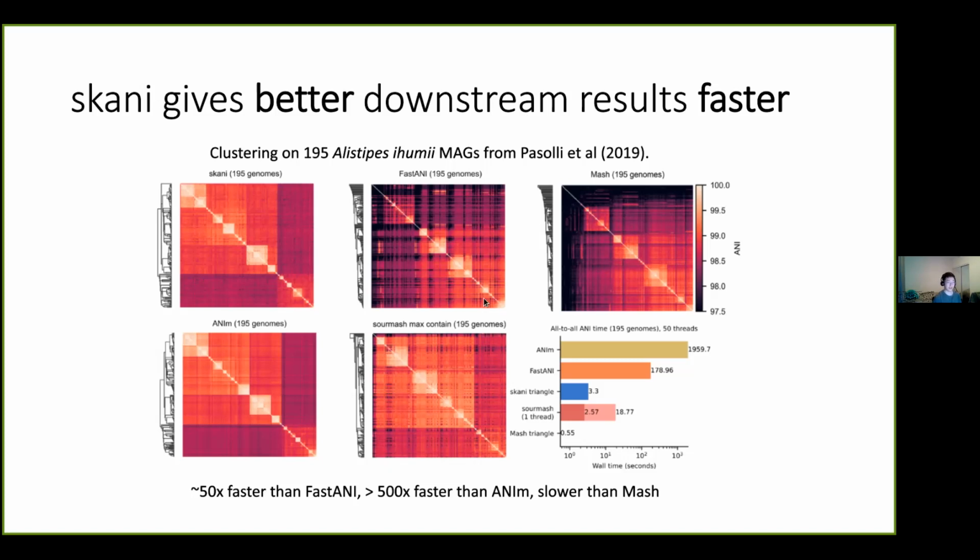Furthermore, skani is very fast. This is a log scale plot of the speed, and ANIm takes about 500 times longer than skani. FastANI takes about 50 times longer than skani. Sourmash and Mash tend to be quite a bit faster. Sourmash is only one thread here due to technical issues, but these sketching methods are faster than skani, but skani is still very, very fast.